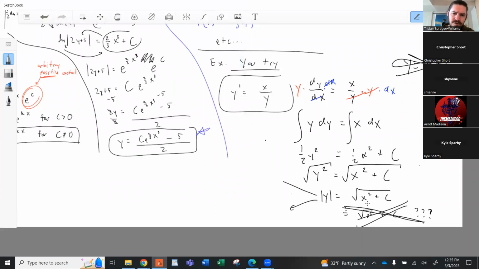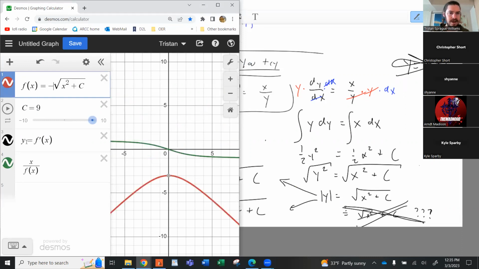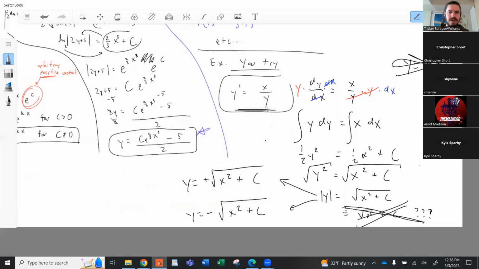So actually, I guess there's two solutions here. There's y equals the positive square root of x squared plus c. And there's y equals the negative square root of x squared plus c. Which we can check that one as well. Let's just throw a negative sign in front of our f here. Yes, there we go. And yet again, we have the f prime and the x over f in agreement, which demonstrates that these are equal, right? F prime and x over f are agreeing with each other. So there is our solution to that one.